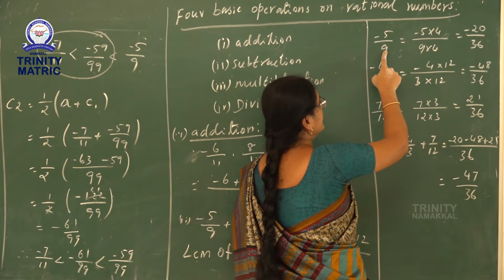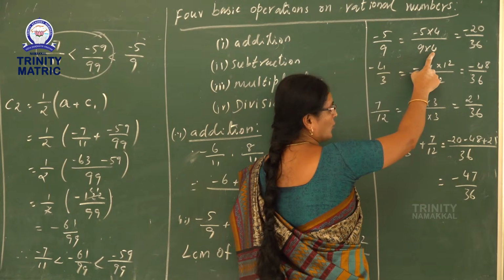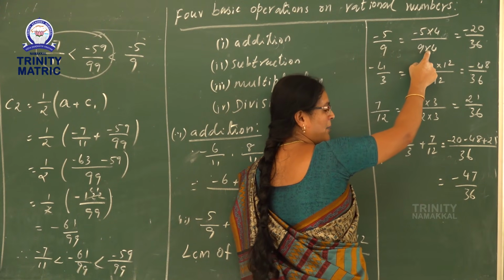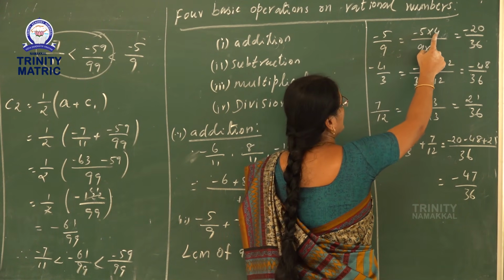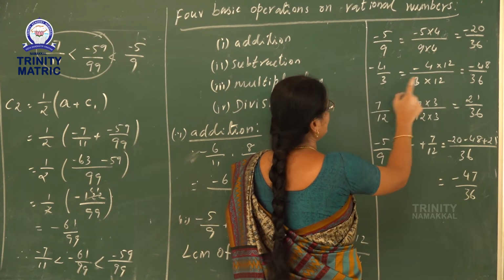Now next, minus 5 by 9. We should multiply 9 to get 36. Which number? 4. So we should multiply the numerator and denominator by 4. Minus 5 into 4, minus 20, 9 4s are 36.